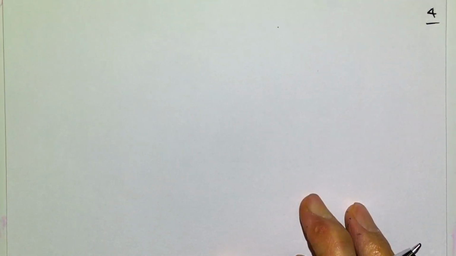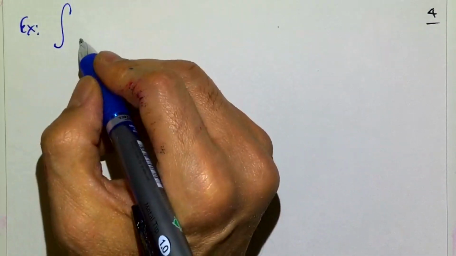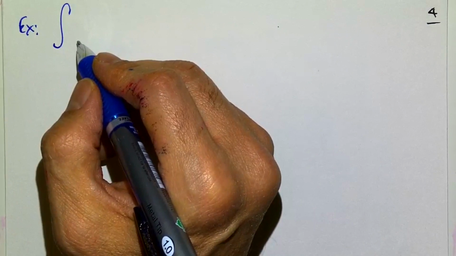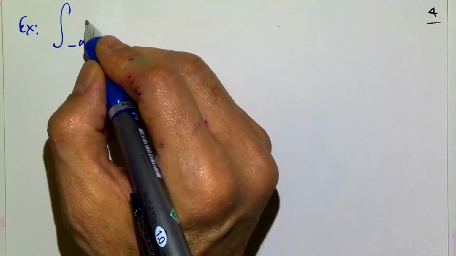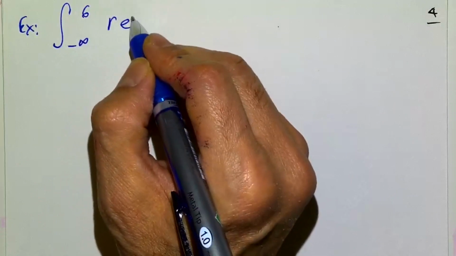I hope this is making sense and making it easier for this subject to be understood. So let's do another example here. Suppose we want to find if this improper integral is convergent or divergent.